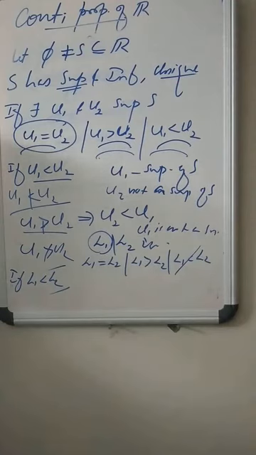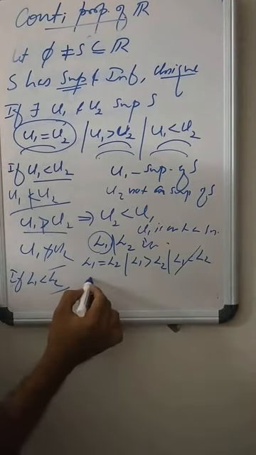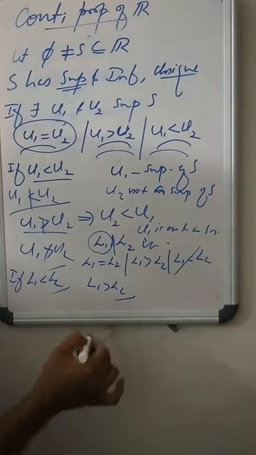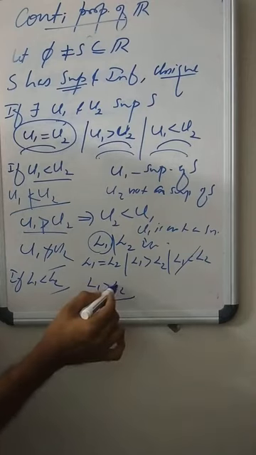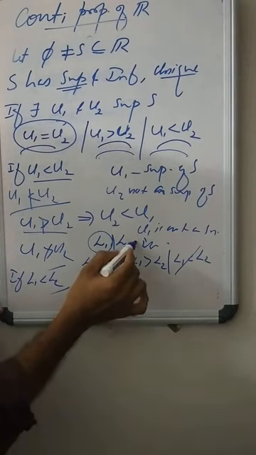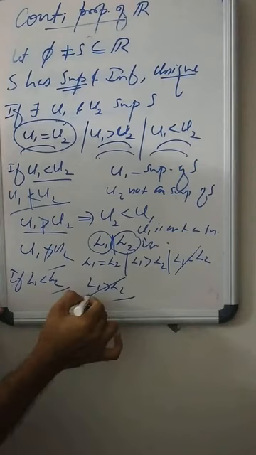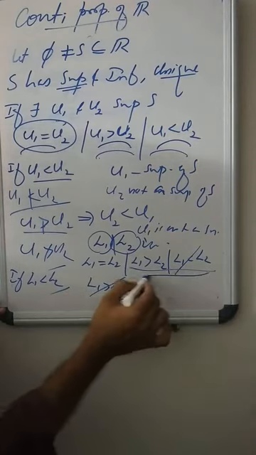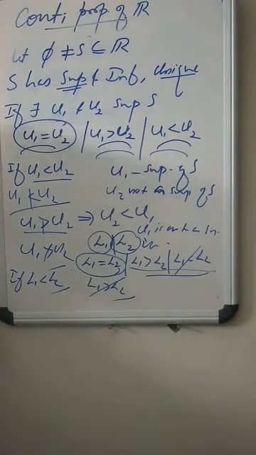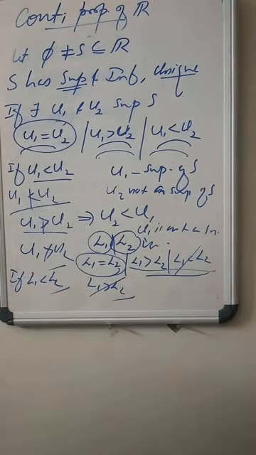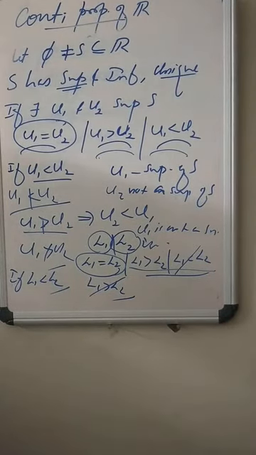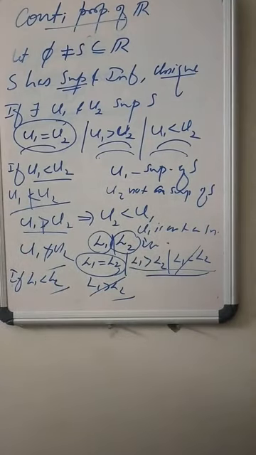Again, if L1 is greater than L2, then L2 is not an infimum. That's a contradiction to the choice of L2. So this is also not possible. These two conditions are not possible, so the only possibility is L1 equals L2. So the uniqueness is preserved. This is a crucial point regarding the supremum and infimum: the supremum and infimum of a set are always unique.